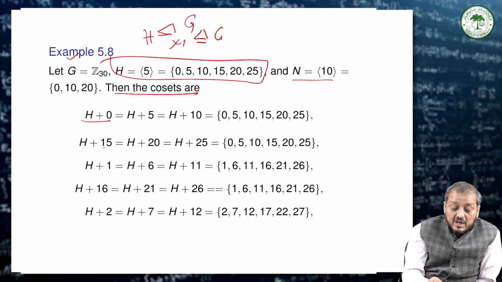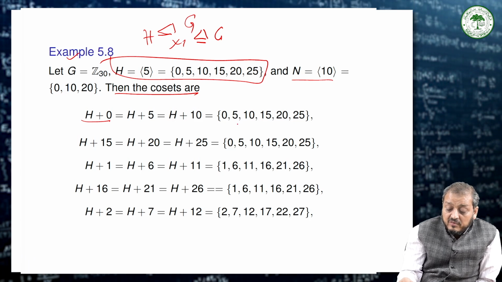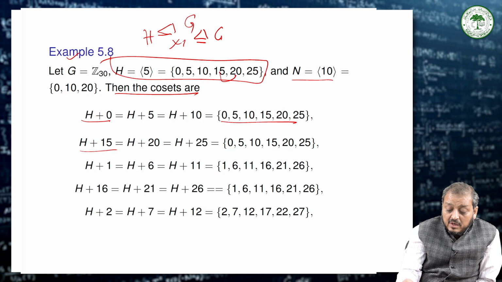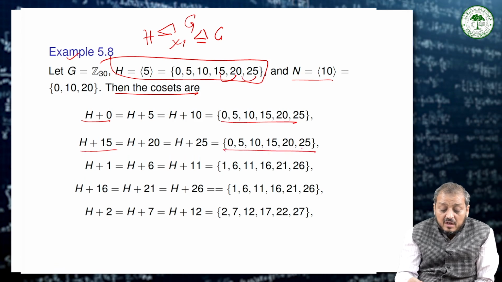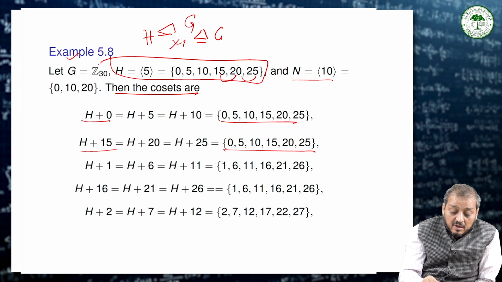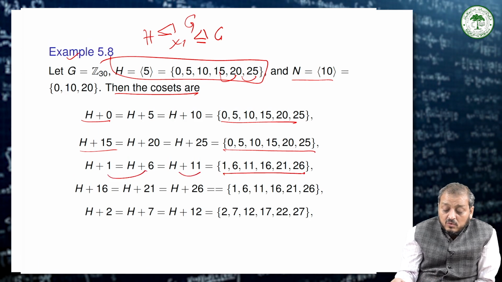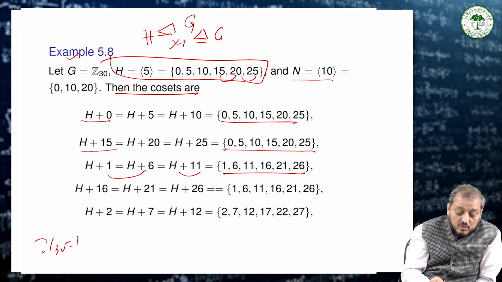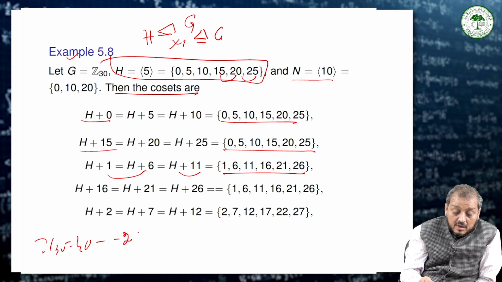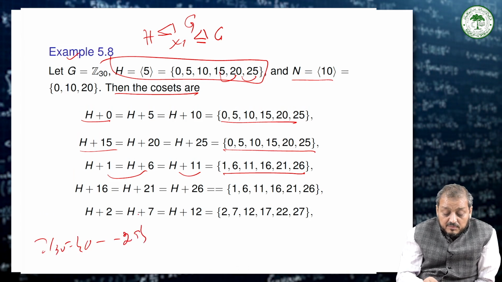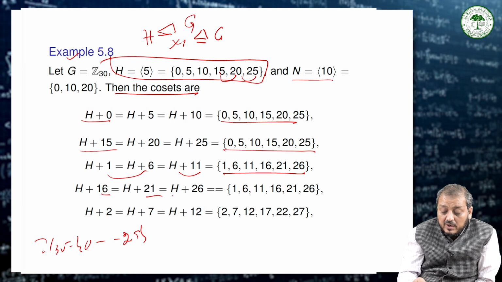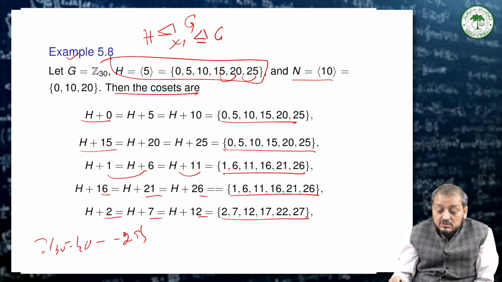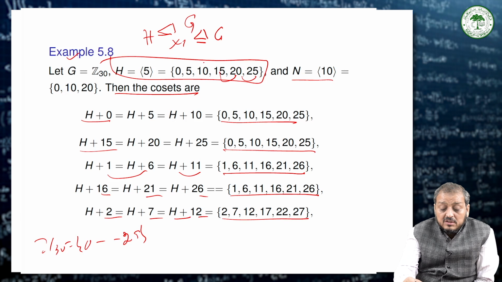So we have H, and now taking 15, 20 and 25 gives this coset, and 1, 6 and 11 gives you this coset, because Z30 has 30 elements, 0 to 29. Similarly, for the other elements, 16, 21, 26 gives you this coset, and then 2, 7 and 12 gives you this coset. You can verify this, for example H plus 12.